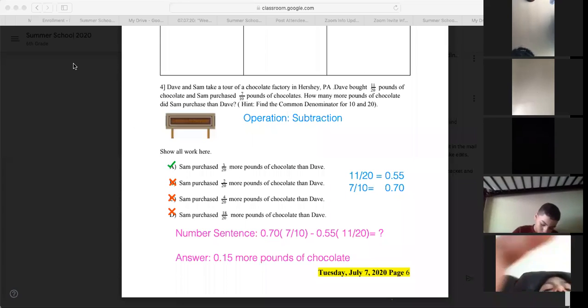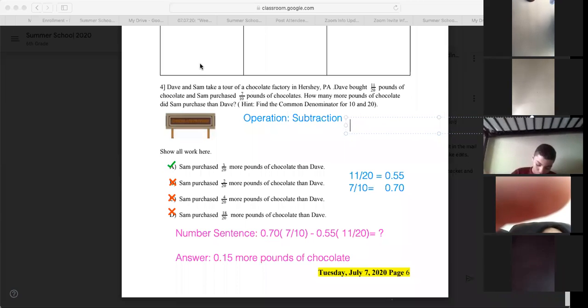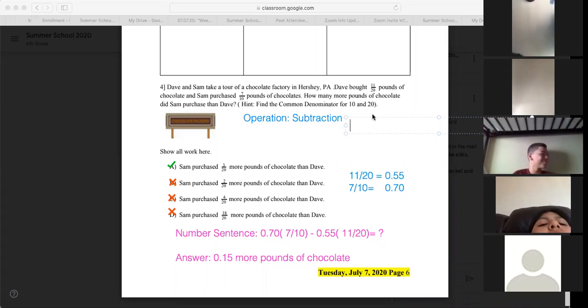I'm going to put another box right here. I'm going to use pink. So 3/20. Actually, maybe I could handwrite it in. That might be better. I think I'm going to do the handwriting one, and then we're going to hit stop for today.